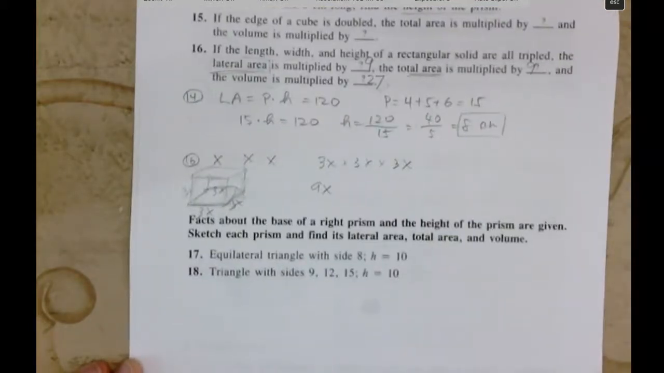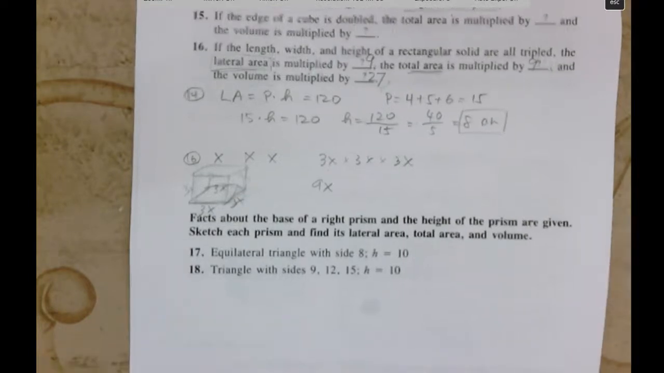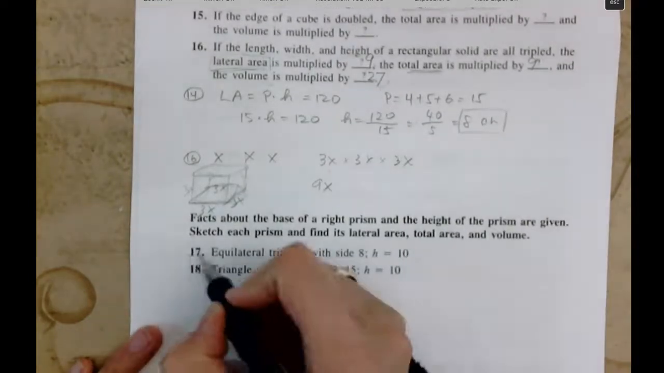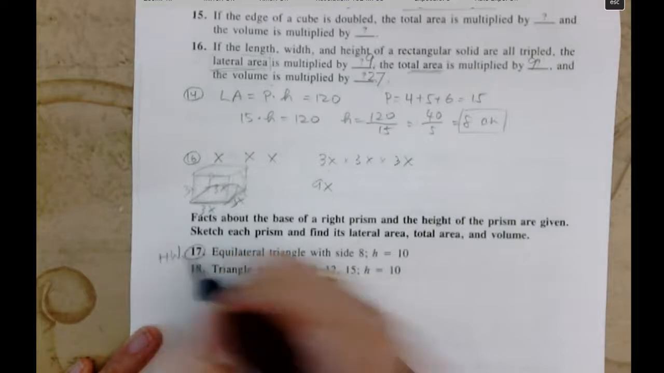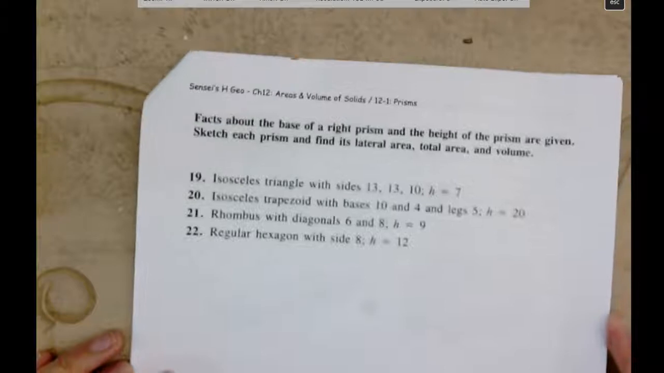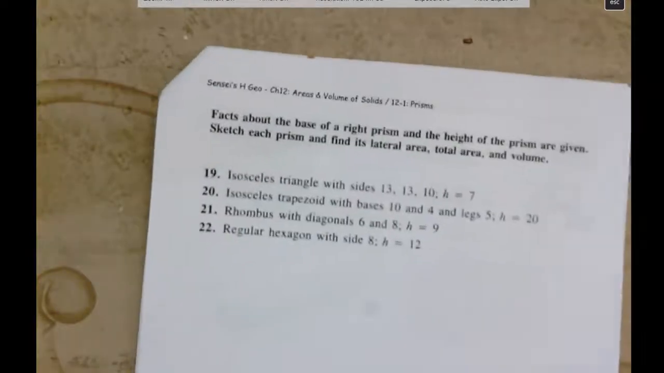Okay, facts about the base of a right prism and the height of the prism are given. Sketch each prism and find the lateral area, total area, and volume. You can just do this for homework. I think we can do the rest in class. All right, we're done.